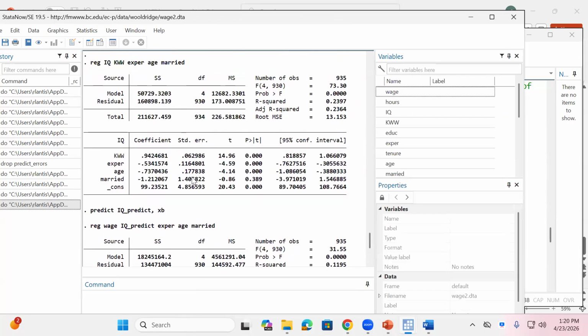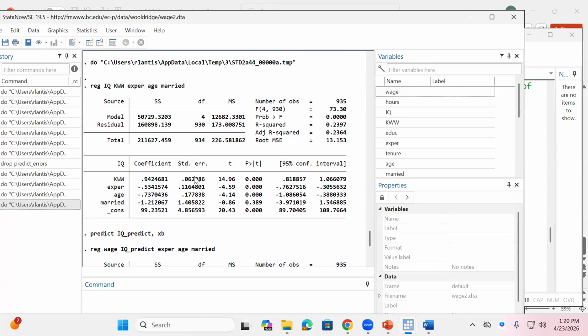I see from my first stage, is this a good instrument? Well, what do I need to look at to see if it's a good instrument? The easiest one is whether the F statistic is greater than 10. It's 73 here, so it looks like probably a good instrument. Now, if I look at that instrument's statistical significance in predicting the variable I'm interested in, is the knowledge of the working world test correlated with the IQ test? Very strongly, right? P-value of 0, test statistic of 15. So it looks like that first condition is supported by our first stage results.